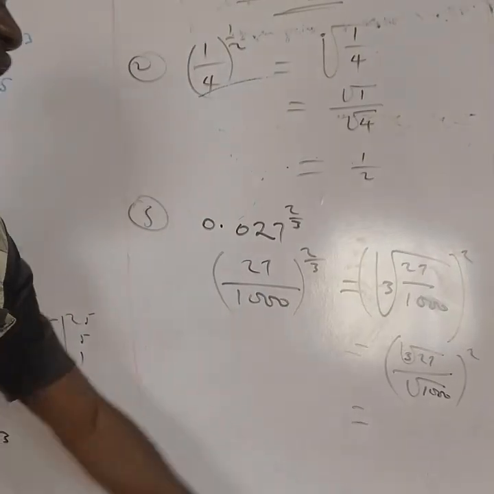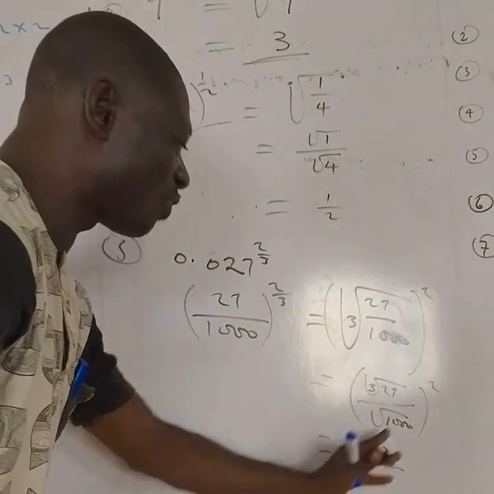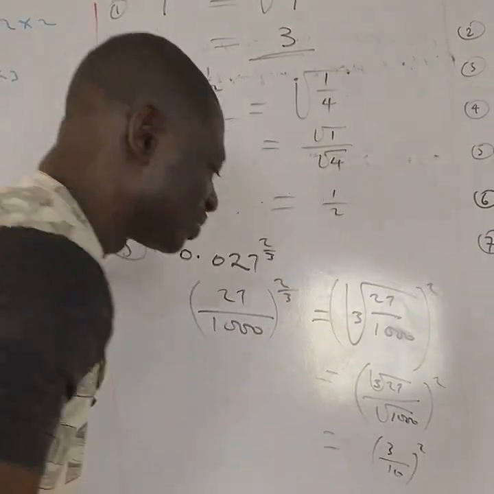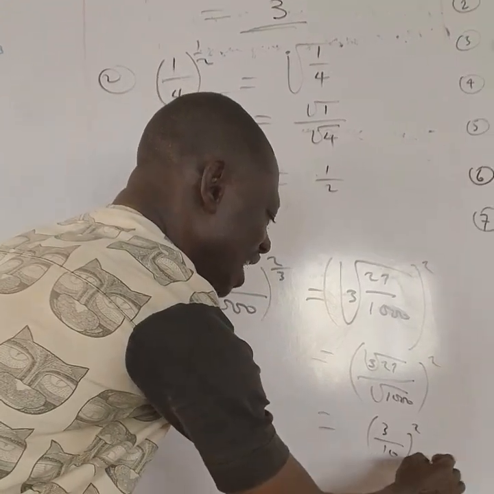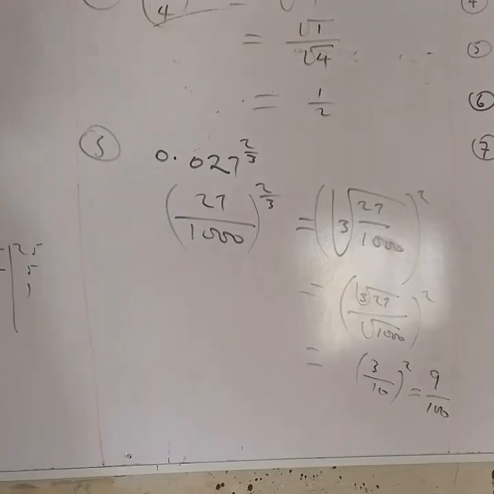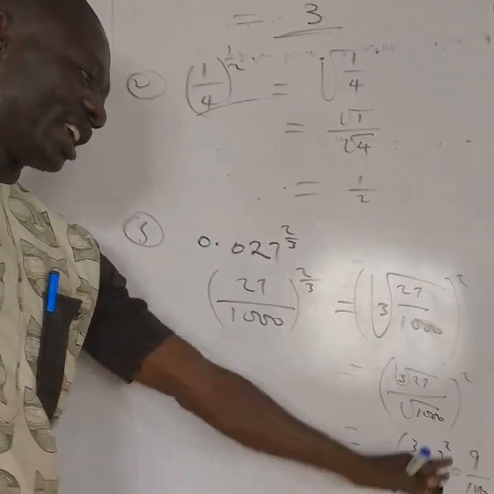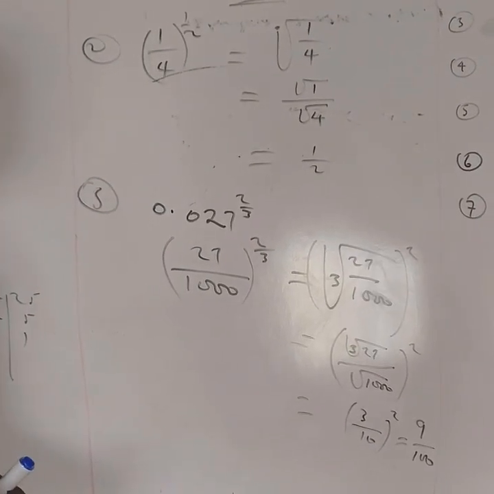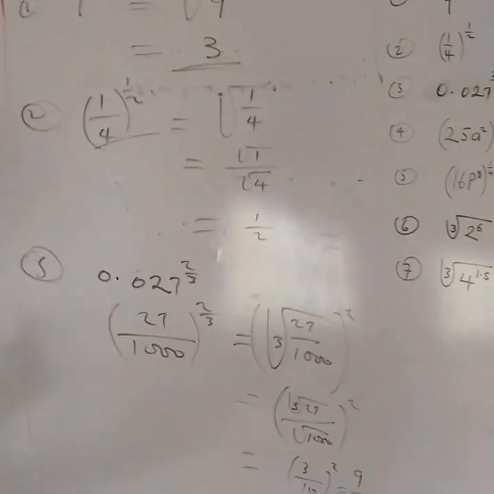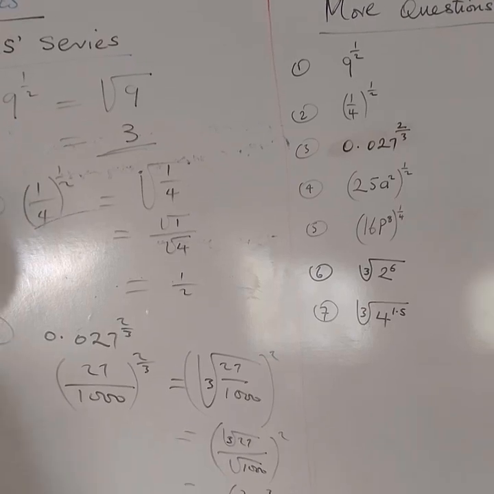As you may know, the cube root of 27 is 3, so that is 3 over cube root of 1000 is 10, 10 raised to the power 2. Raising each number to the power 2 will give us that this is equal to 9 over 100. So it is right to say that 0.027 raised to the power 2 over 3 is 9 over 100. Okay, that's question number 3 here. Then we can progress gradually to question number 4.